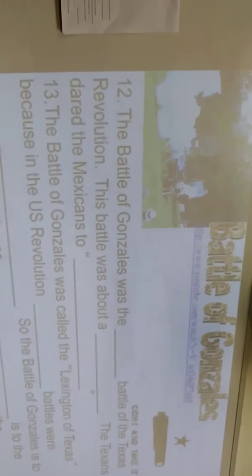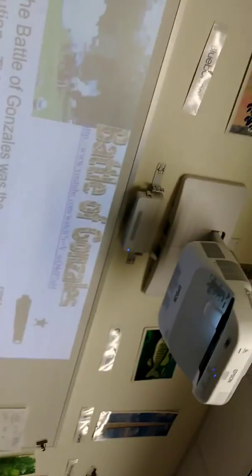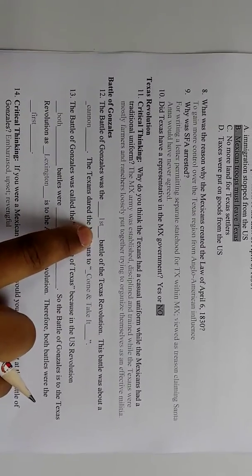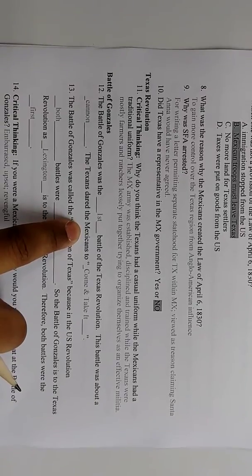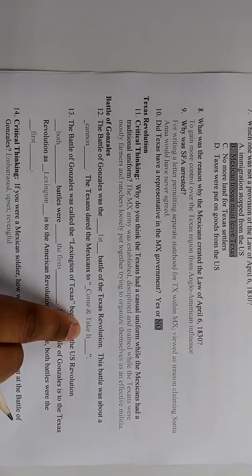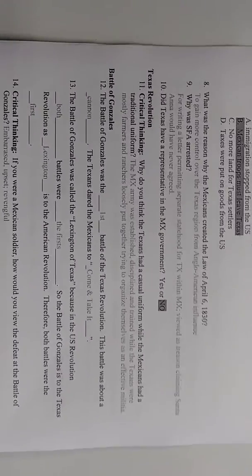Okay, we start off with the first battle, which is the last thing we talk about in the road to revolution, and that was the Battle of Gonzales. All right, the Battle of Gonzales was the first battle of the Texas Revolution. This battle was about or over a cannon. The Texans dared the Mexicans to come and take it. So that's the infamous come and take it phrase that you see on the flags in Texas. And of course, the Texans refused.